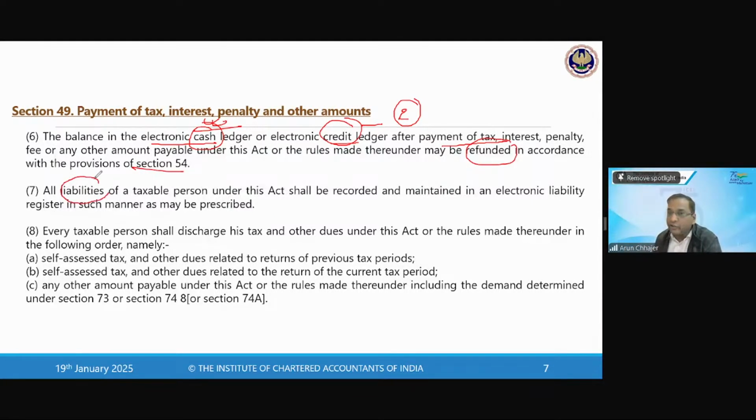Whatever liability you have, it will be recorded and maintained in the liability register. So when I go to the electronic liability register, yes, we will discuss. There are two parts. Part one is the returns related liability and part two is the other than returns, other liability. क्या बात है, very nice Gyanendra.